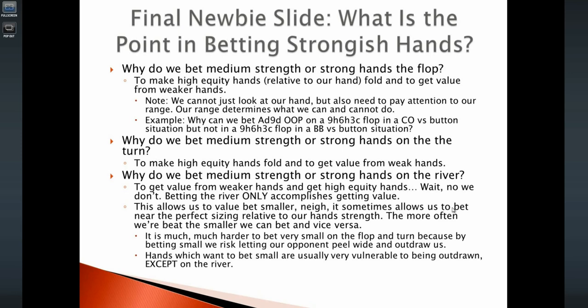So it's important to note that when we're betting the flop and the turn, we're trying to make high equity hands fold and get value when we bet marginal or strong hands. But on the river, we don't have to worry about our opponent peeling very wide and outdrawing us, so this lets us make very, very small river bets out of position. It's much harder to do that on the flop and the turn, as we'll see.